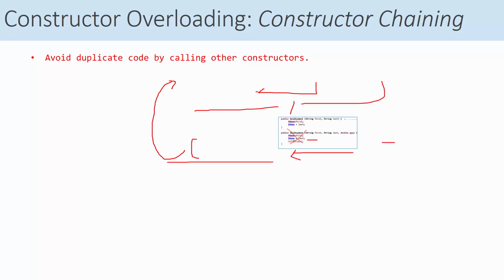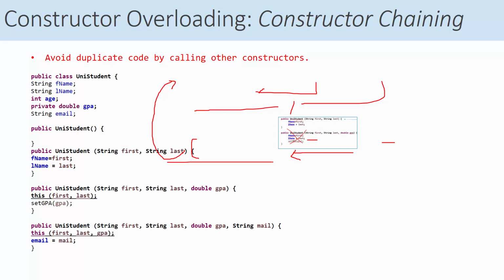Look at our code. This is our code. We have 4 constructors now in this example. The default constructor, no need to do anything. The second constructor takes first name and last name. Fine, we set the first name and last name. The third constructor takes first name and last name and GPA. So to avoid repeating this code, I will call the previous constructor from here with 2 strings.